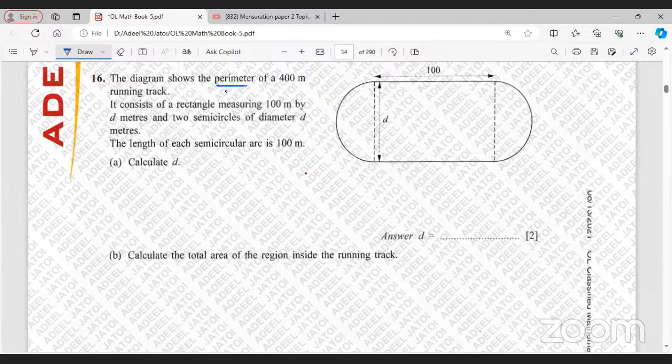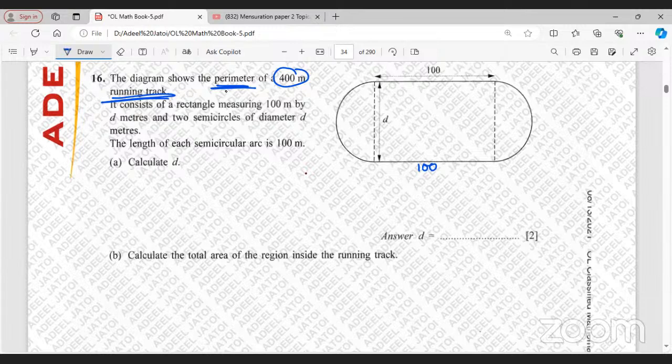The diagram shows the perimeter of a 400-meter running track. It consists of a rectangle measuring 100 meters. So if this is 100, this should also be 100, considering, right? The rectangle has d meter as the length, and two semicircles of diameter d. The length of each semicircular arc is 100 meter. Calculate d. So what does it mean? It means you need to calculate the diameter of the semicircle.